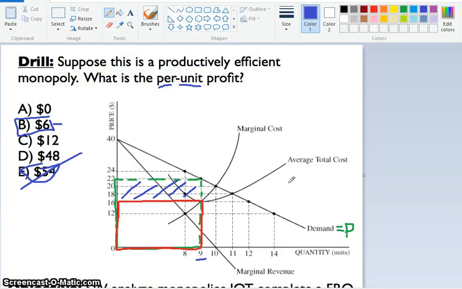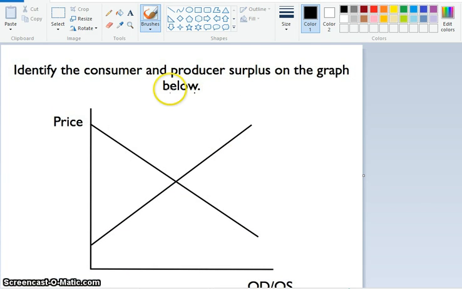Now that's not really what we're talking about today, or with this video. What I want to talk to you about today has to do with efficiency, and kind of going back to a topic that we have talked about before. Before we talked about perfect competition, we talked about creating efficiency and trying to maximize efficiency in perfectly competitive markets. So this is a graph of a perfectly competitive market.